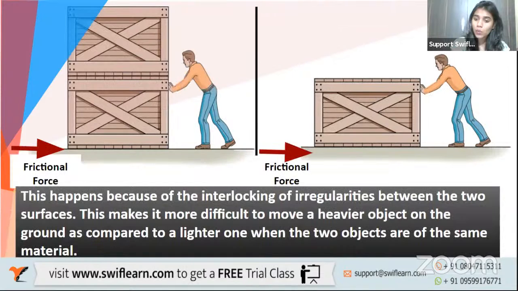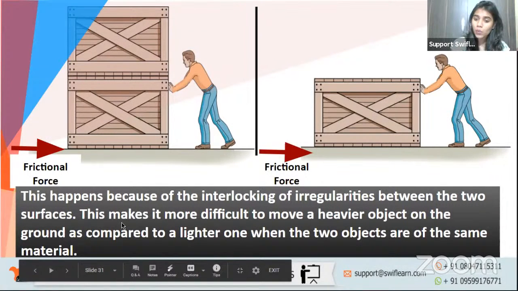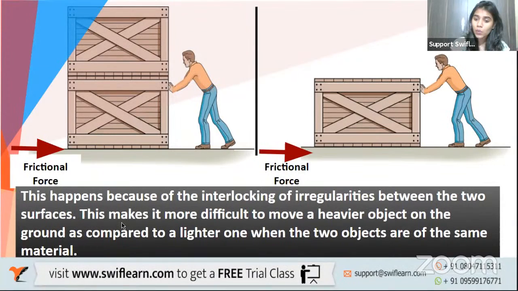So this happens because of the interlocking of irregularities between the two surfaces. This makes it more difficult to move a heavier object on the ground as compared to a lighter one. A lighter object does not press harder to the ground, so the interlocking between the irregularities is less, so it's easier to push. Less applied force is required.